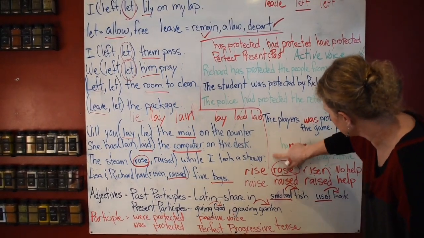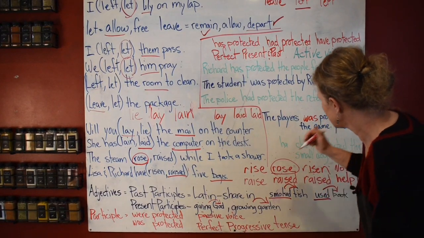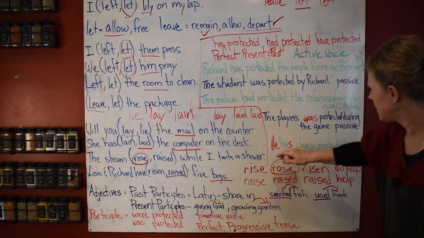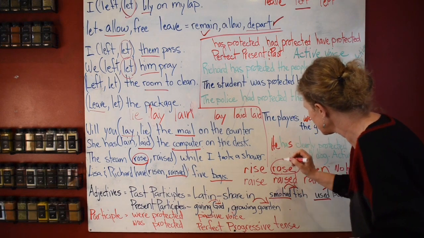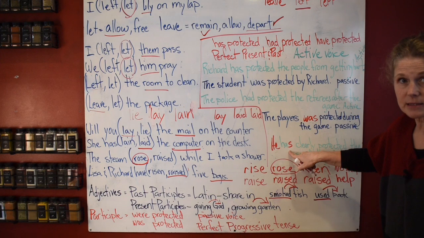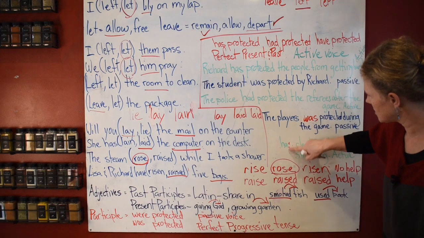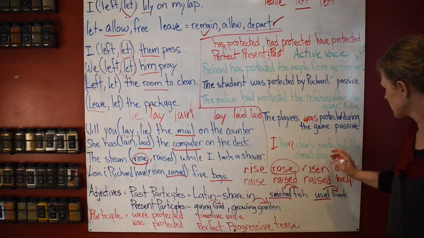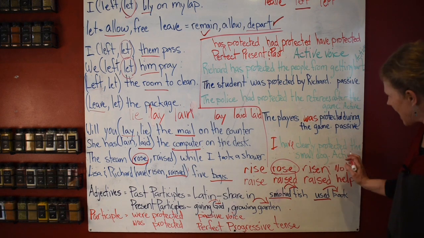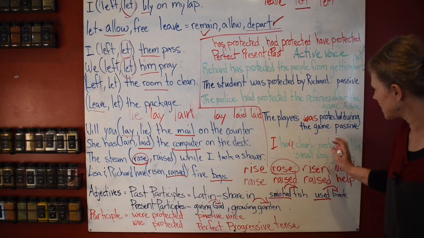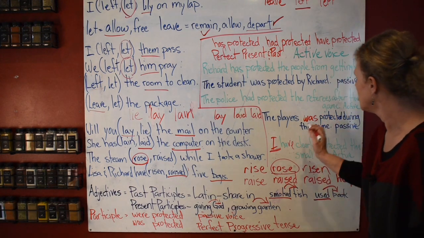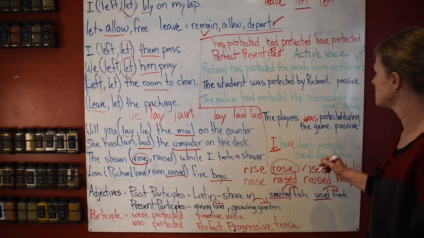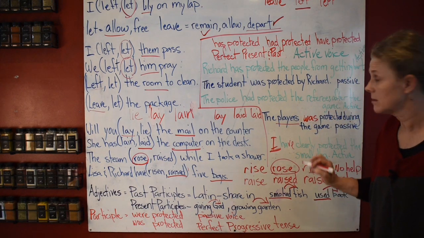Let's change this back to he has. He is in third person. Look at that. Third person takes the has. First person takes the have. I have clearly protected the small dog. It's active. Who is doing the protecting? The subject is doing the protecting. Who right here is doing the protecting? No. Somebody else, but the players are receiving the protecting.